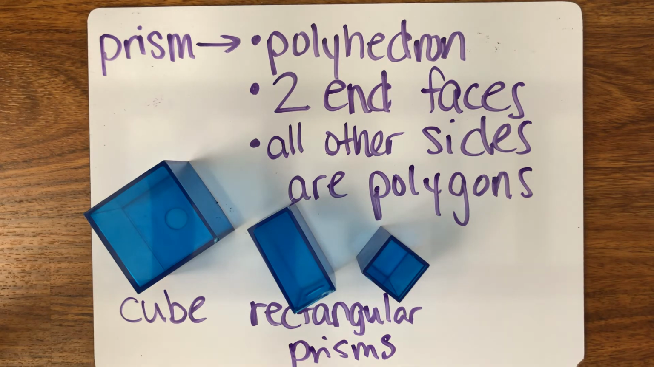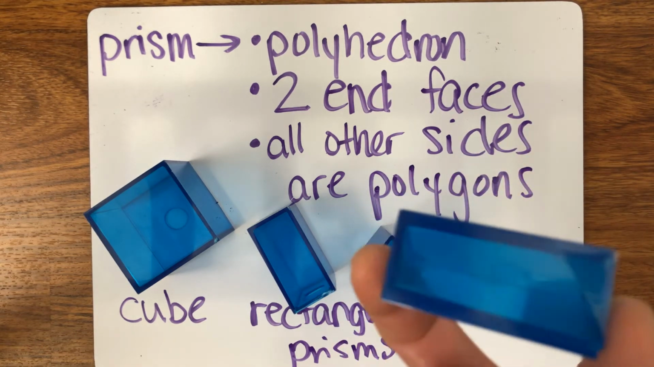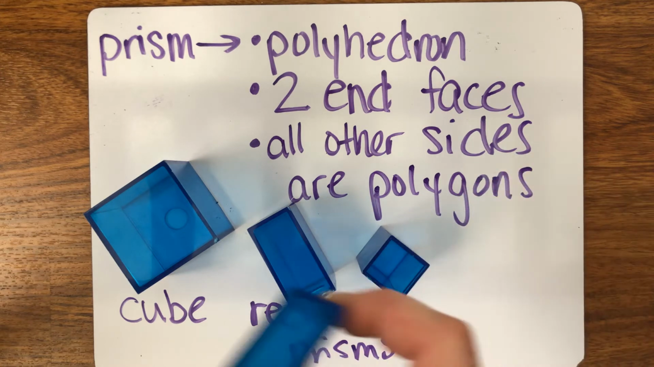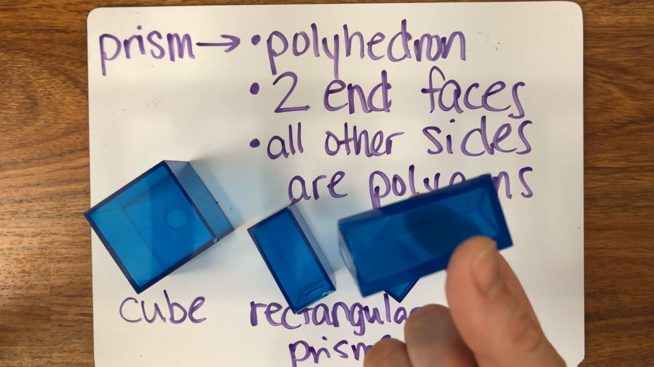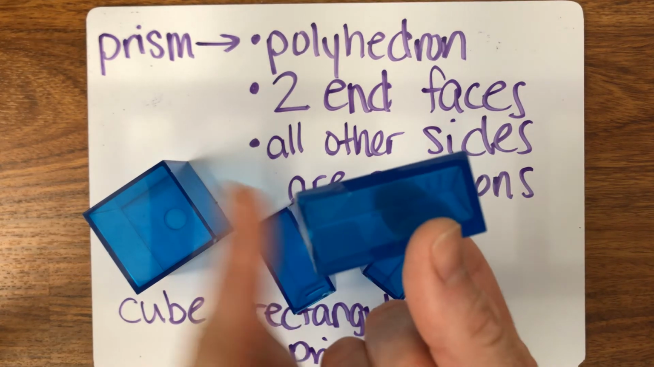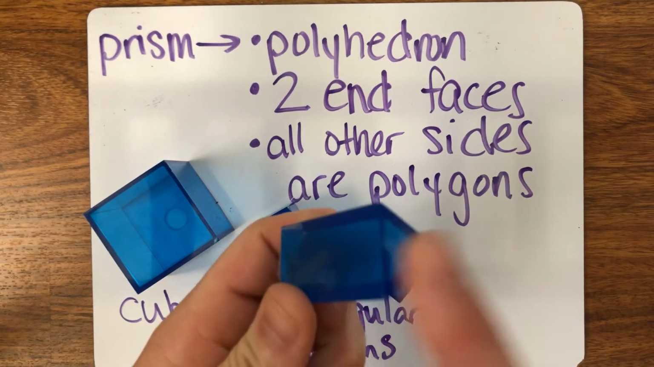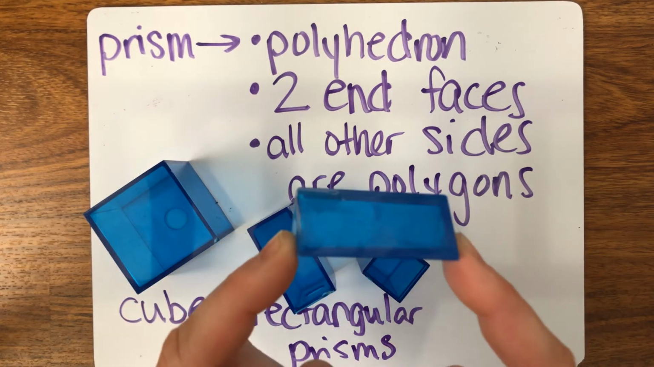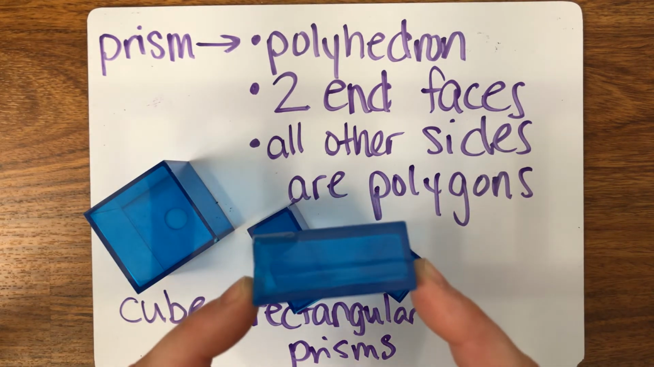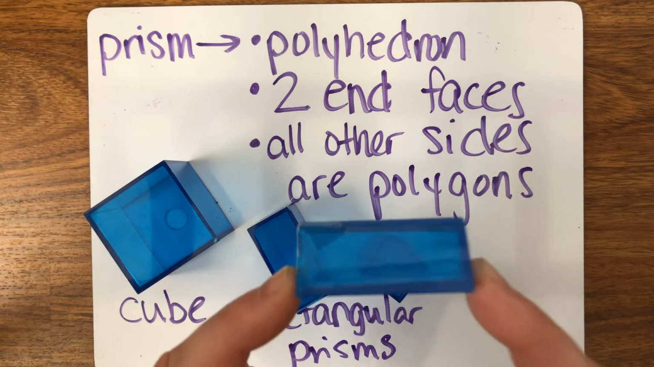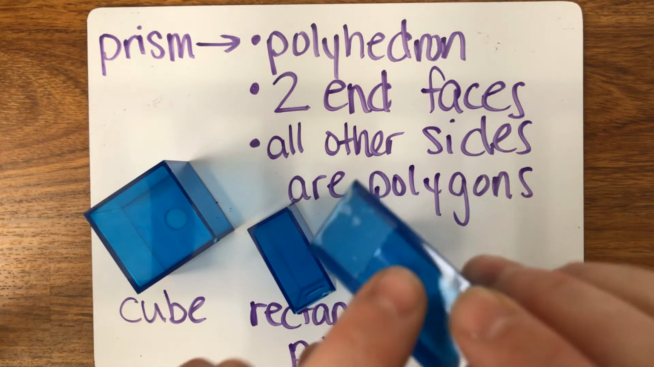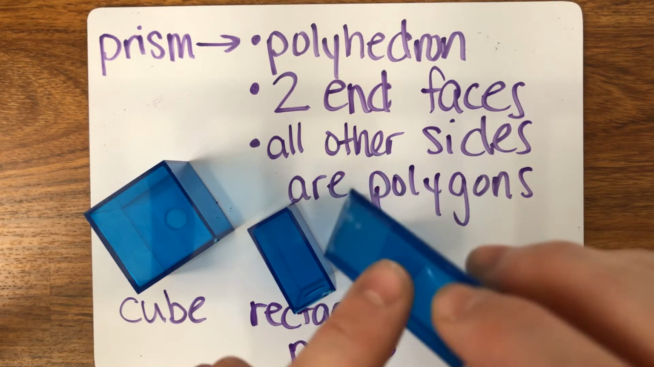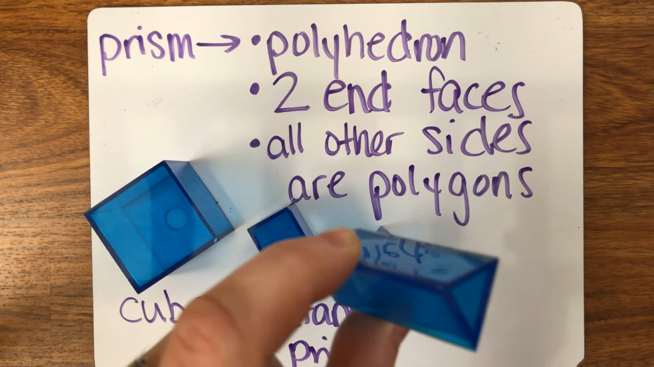The last type of prism we are going to go over is this. It does not really look like either one of these, but it is still a prism because both of these end faces right here, boys and girls, okay, are identical, parallel, and equal. And then all of the other sides are still rectangles. That's what makes it a rectangular prism, or a type of prism.